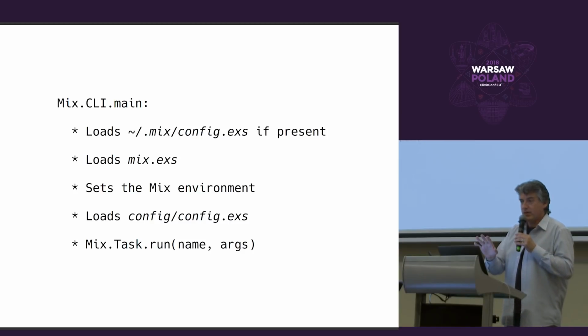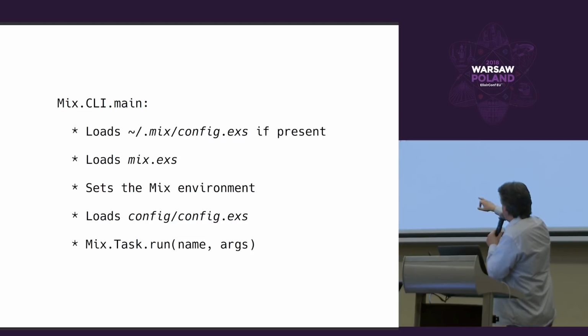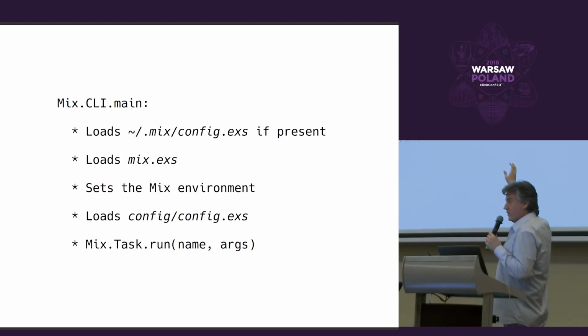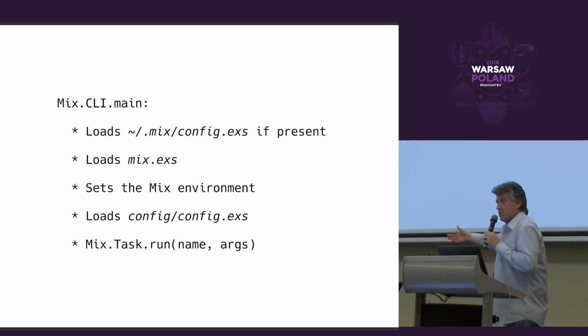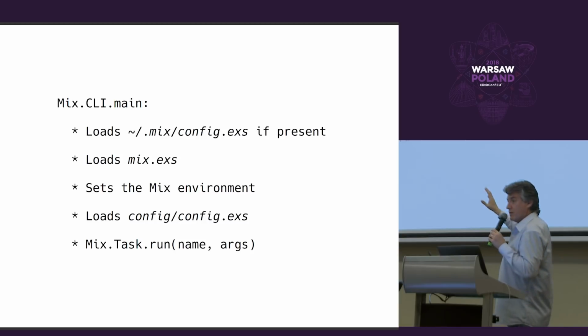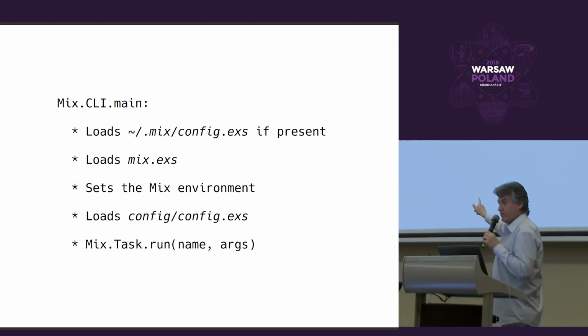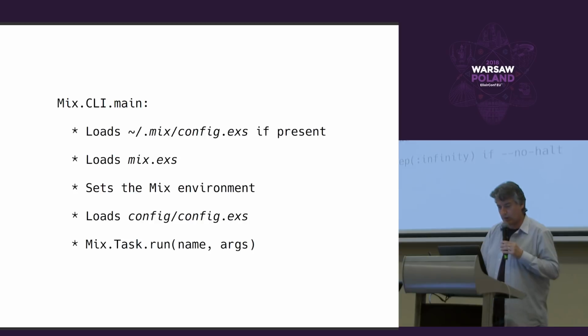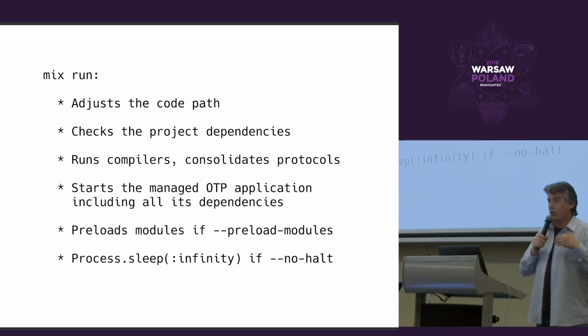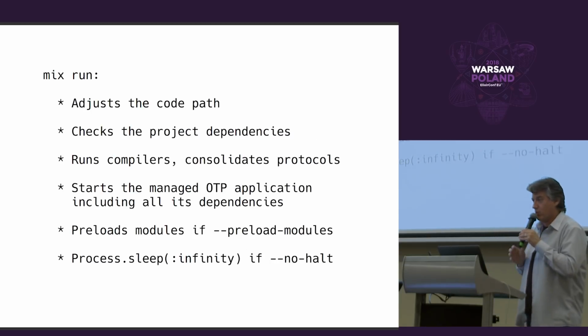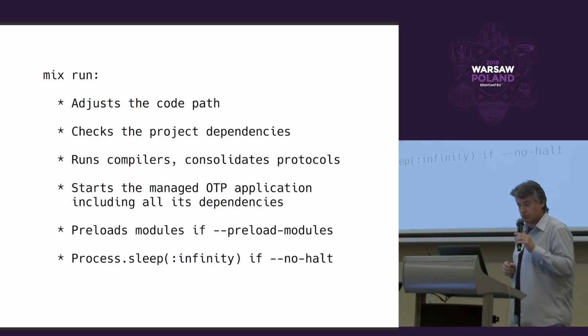So this is Mix CLI main, and the last bullet is running the task itself, all right? So Mix task run is generic. This run is not the same run of the task. This run is a function that runs tasks. So in this case, the run is going to be the name that you pass as first argument, all right? And now what Mix run does.